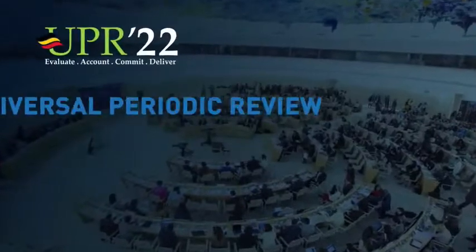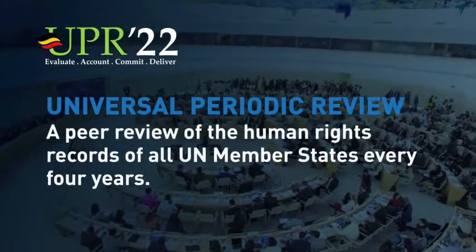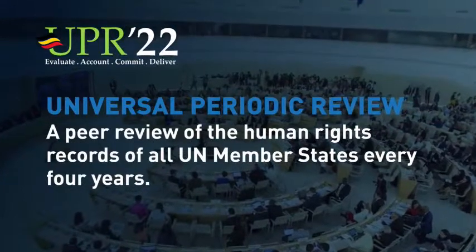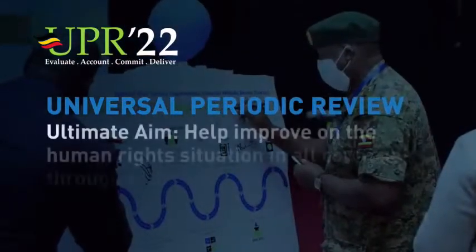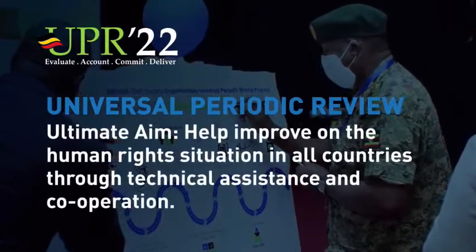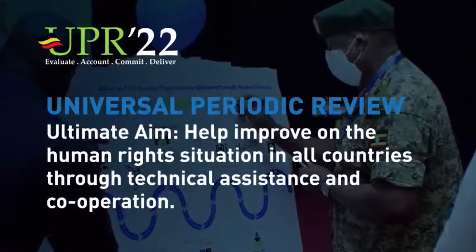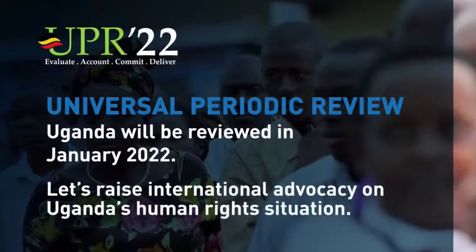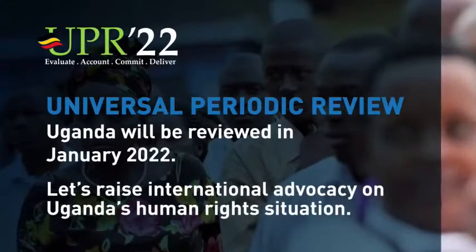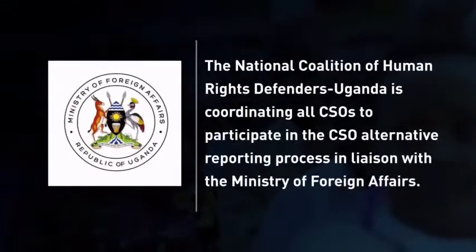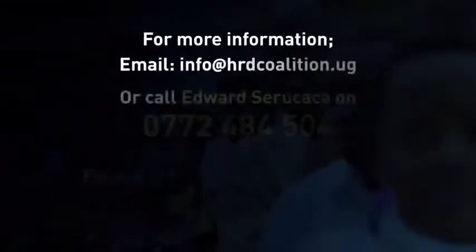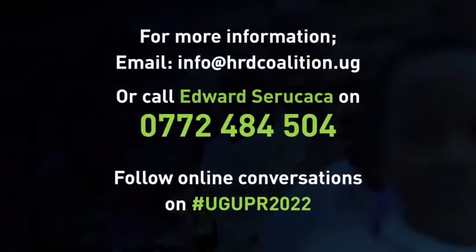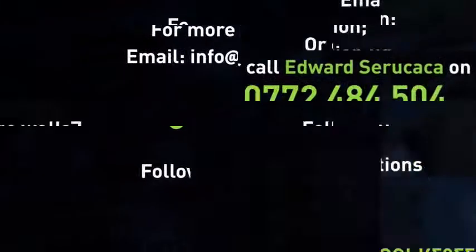The Universal Periodic Review, UPR, is a unique process under the United Nations. It involves peer review of the human rights records of all UN member states every 4 years. The ultimate aim of the UPR is to help improve the human rights situation in all countries through technical assistance and cooperation. Uganda will be reviewed in January 2022. This is an opportunity to raise international advocacy on Uganda's human rights situation. The National Coalition of Human Rights Defenders Uganda is coordinating all CSOs to participate in the CSO alternative reporting process in liaison with the Ministry of Foreign Affairs. For more information, email info@hrdcoalition.ug or call 0772 484 504.